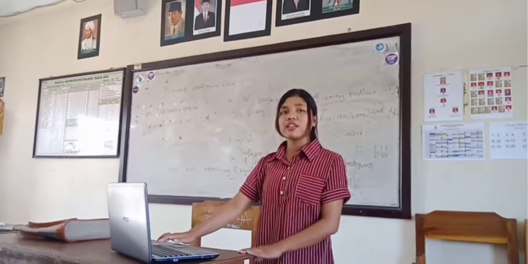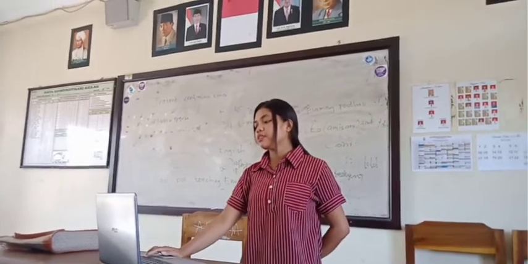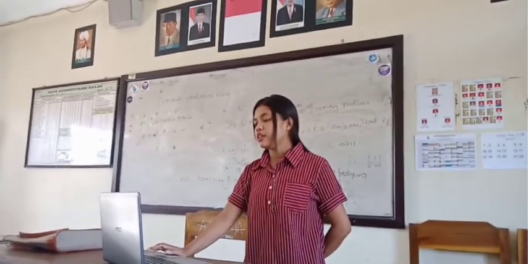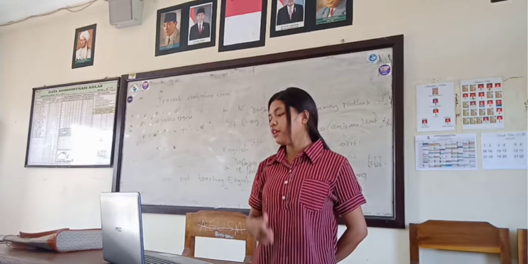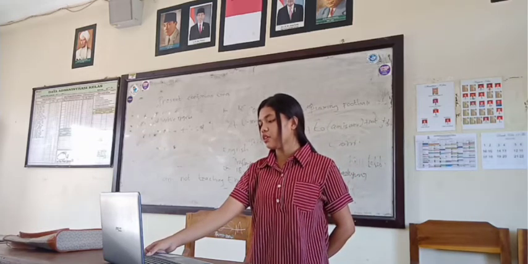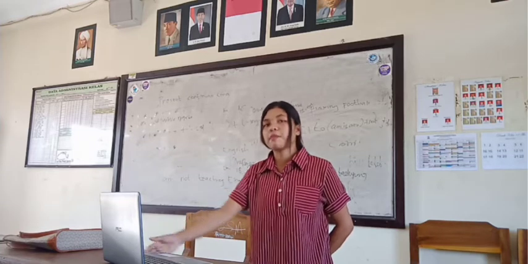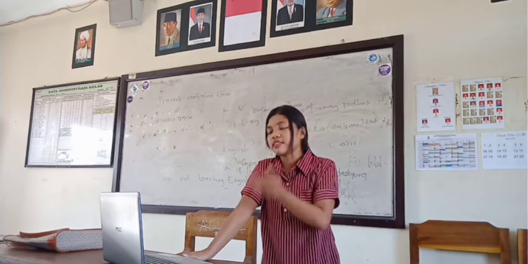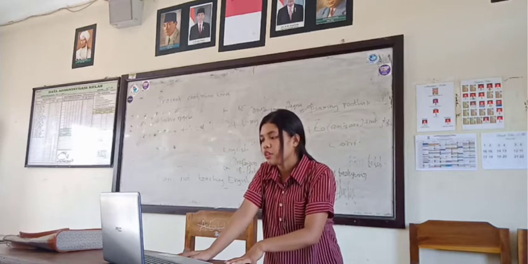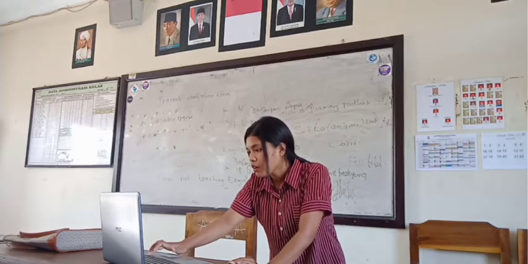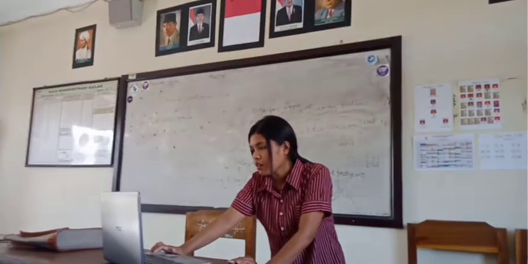So the recount text has a social function, for example, to report. And the third, the text structure includes the orientation, the record of events and activities, and the last, the reorientation. And then the fourth, the elements of language: declarative and interrogative sentences in the simple past. So if you want to write recount text, you can use the simple past tense.